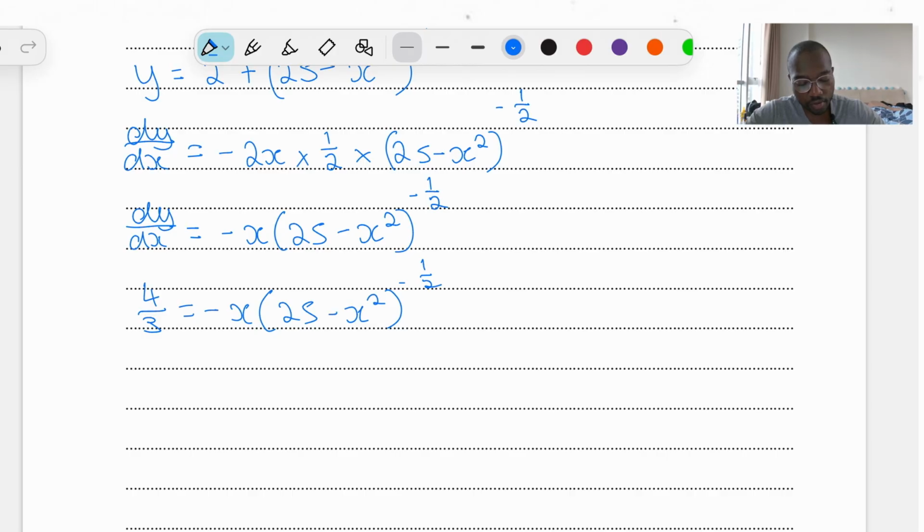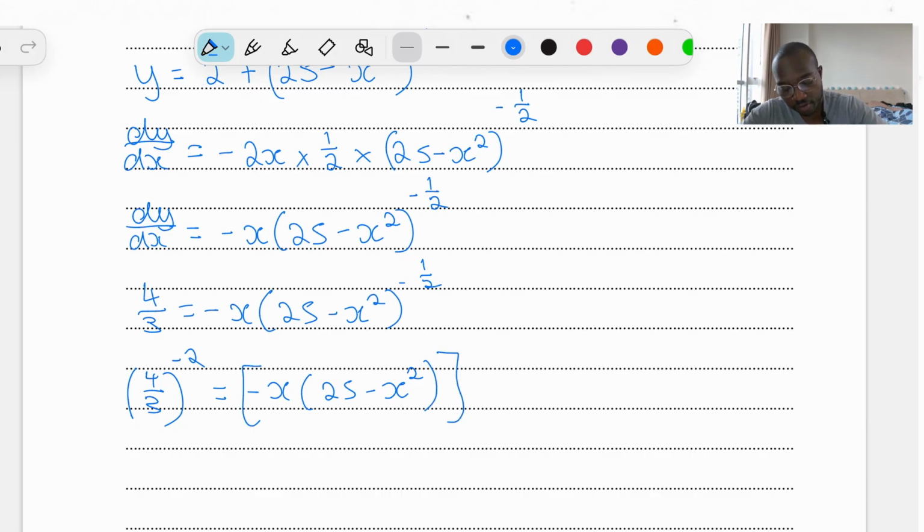And now, to get rid of that power, I'm going to raise everything to the power of minus 2. So we get 4 over 3 to the power of minus 2, and that is equal to minus x, and then in brackets 25 minus x squared, and all of this is going to be raised to the minus 2. And don't forget the power of a half was here, and then all that will be raised to the power of minus 2.